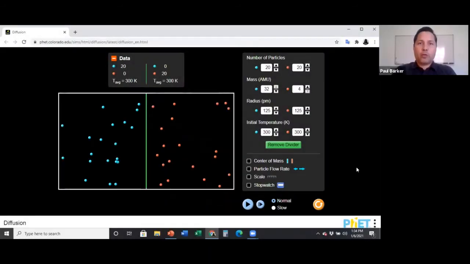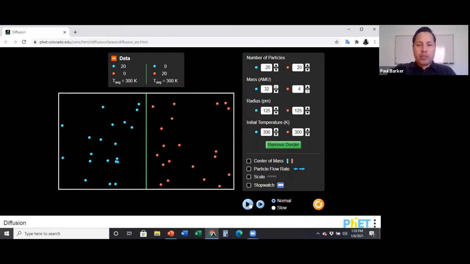In this PhET simulation, we're going to see two types of molecules. We have 20 molecules in teal color and 20 molecules in red color. The number of particles is 20 for each, and their masses are different. In teal, the mass is 32 AMU, as you see on the top right corner of the screen, and the red molecules are only 4 AMU.